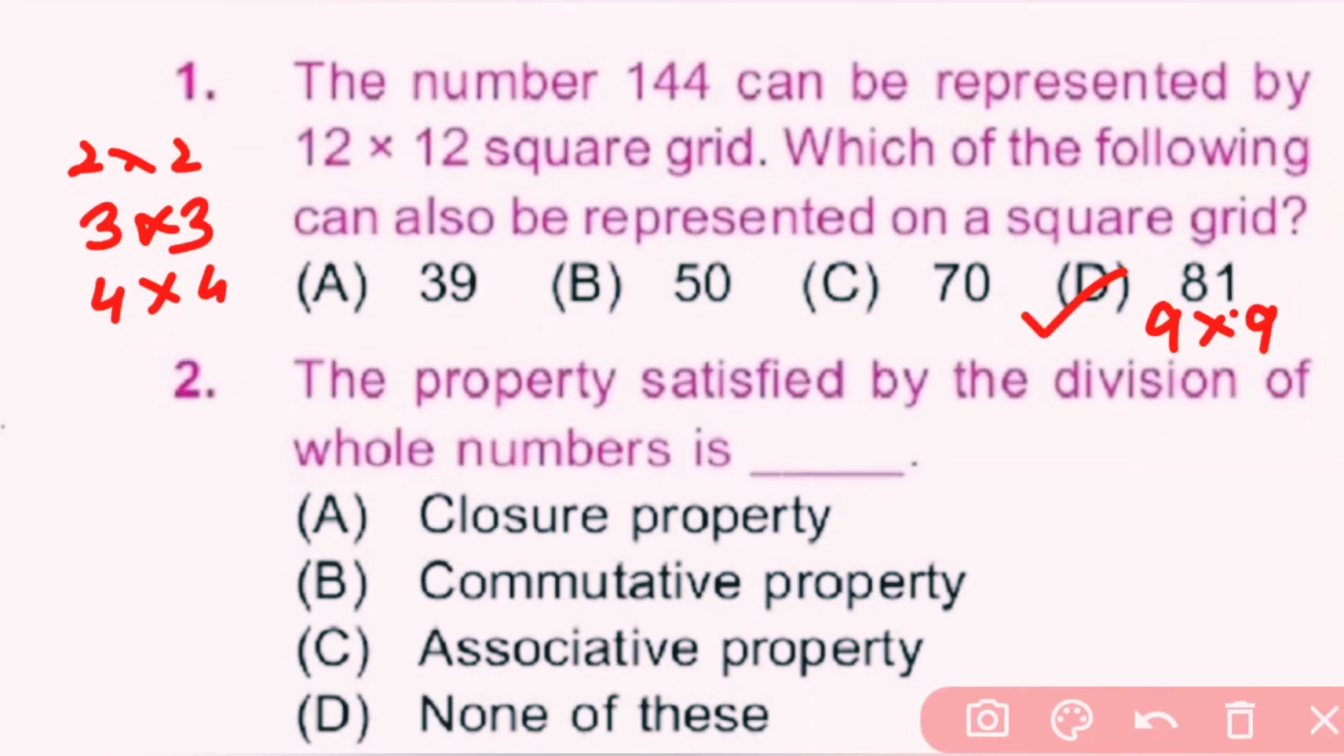Question number 2. The property satisfied by the division of whole numbers is... Closure property, commutative property and associative property are the properties for addition and multiplication. So D is the right answer.